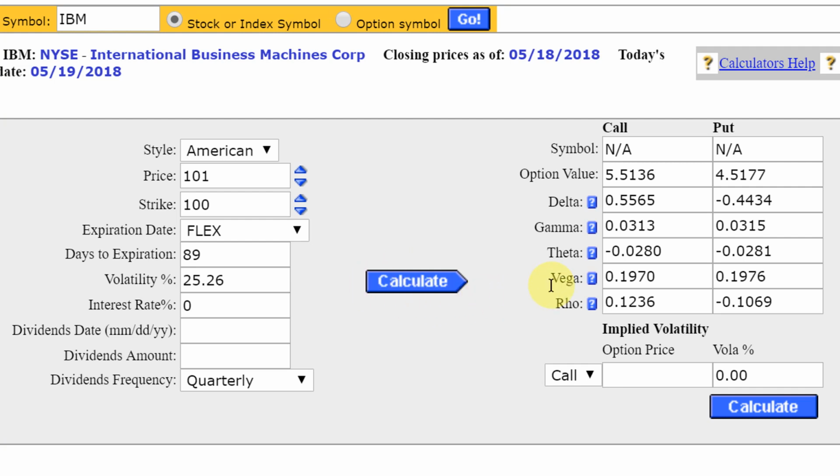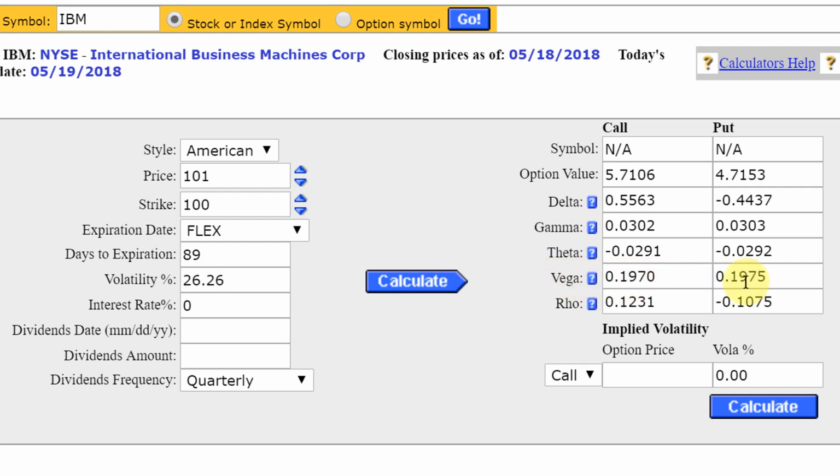Now finally, let's take a look at vega down here, about 19.7, roughly 20. It is also measured in dollars, and it tells us by how much our options price is going to change if volatility changes by 1 tick. So if I change volatility from 25.26 to 26.26, my options price should pick up about 20 cents. I should be trading for about 5.71. So let's change this to 26, and it's 5.71. So that's exactly how you want to use vega.